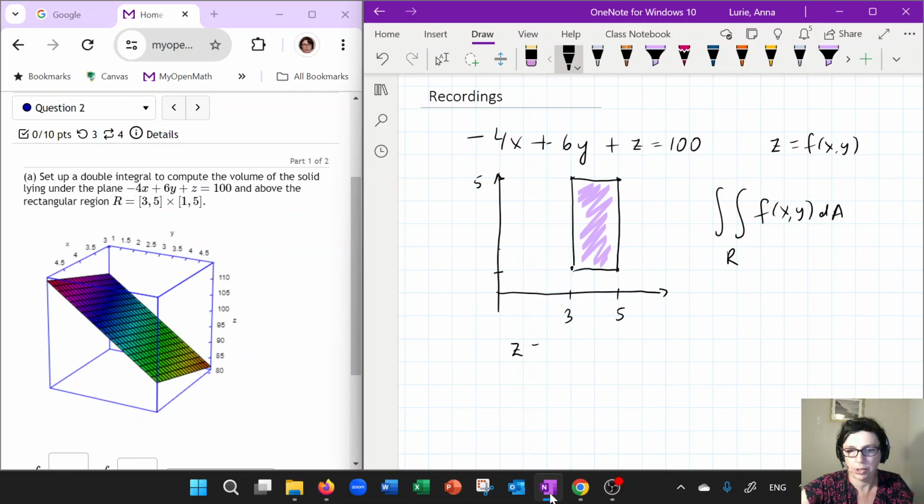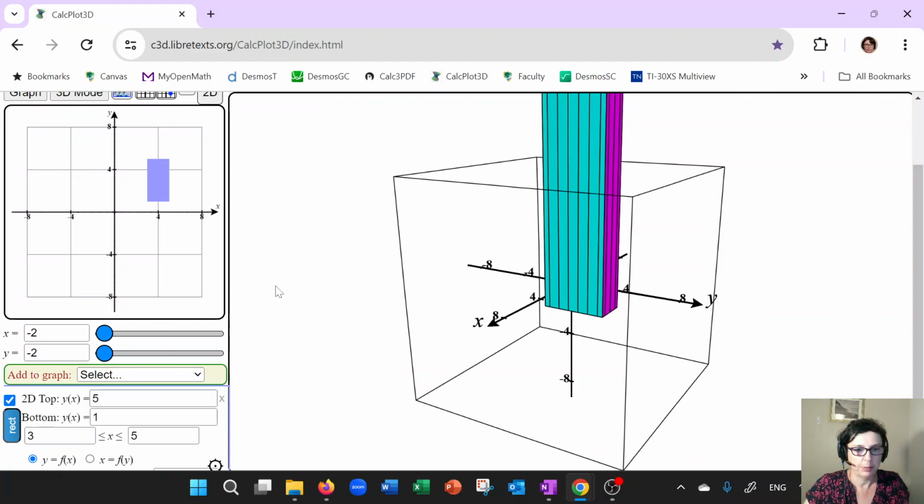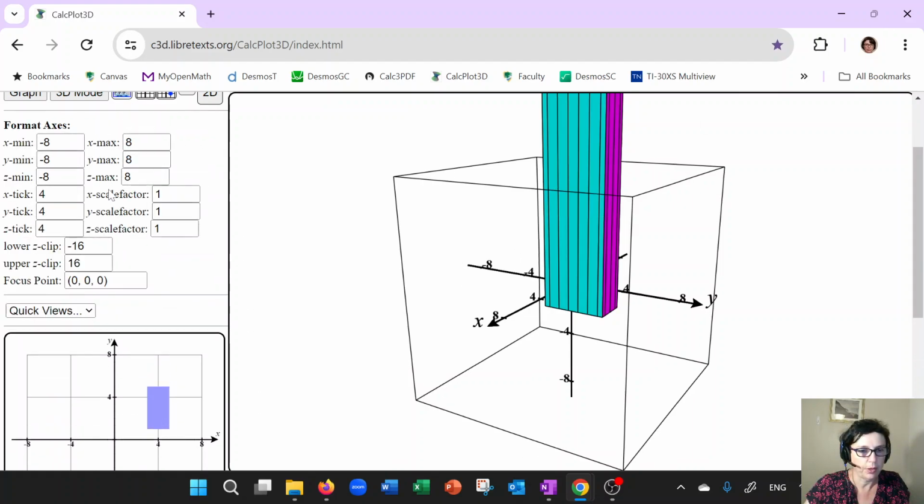Solving it for z is going to be 100 minus 4x, so that's actually going to be plus 4x and minus 6y. That's going to be the function that I will have to integrate. So let me see if I can define the slope. This is 100 plus 4x minus 6y. Okay, so right now we can't really see it, and that's because I have to tinker with the scale.